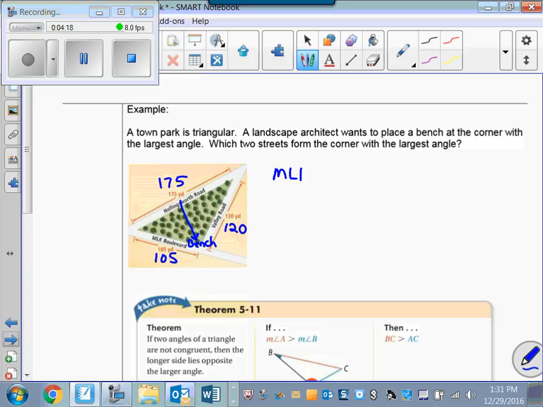And which two streets form that angle? MLK Boulevard and what's the other one? Valley Road. That's all you gotta do. If you want to know where the largest angle is, look for the longest side.